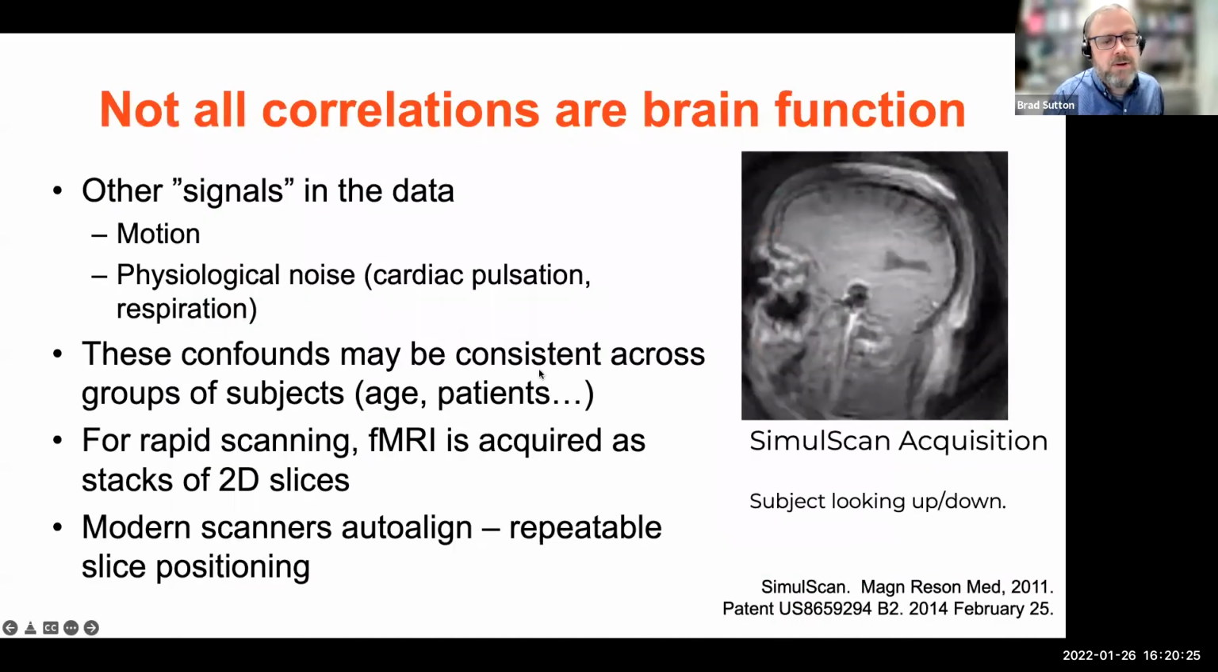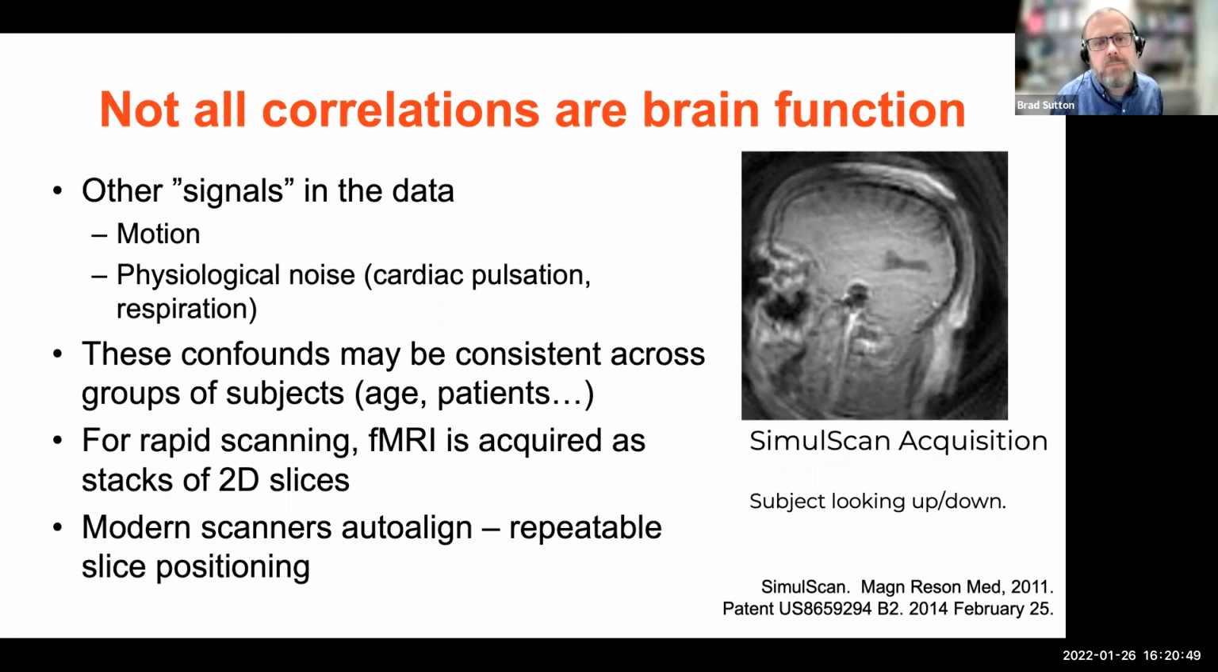So it would be great if that was most of the story, but it turns out that there's a lot of signals in this data that are not related to brain function. As we're collecting these images every 2 seconds, there's other things that are showing up in that data, not just brain function of neurons talking to other neurons somewhere else in the brain. And that can include motion. It can also include physiological noise, okay?